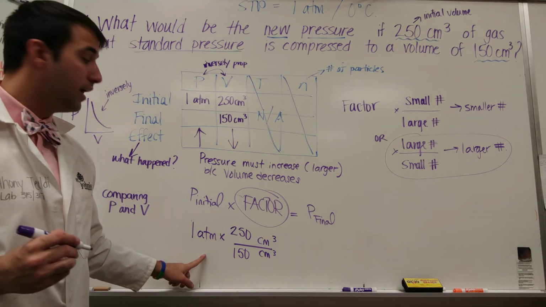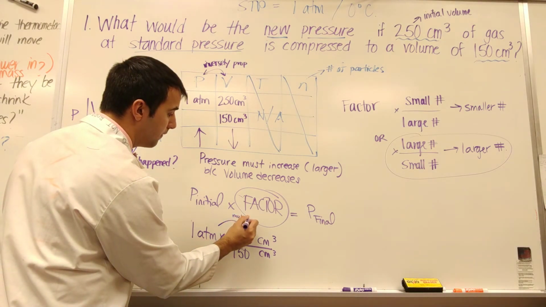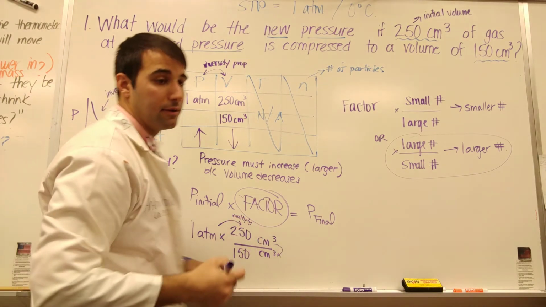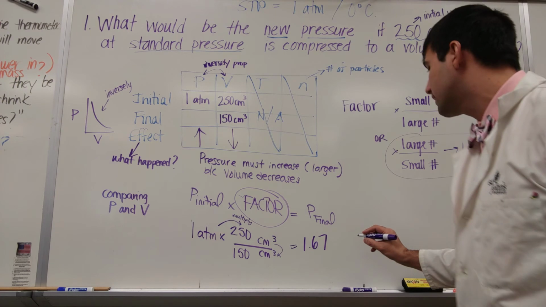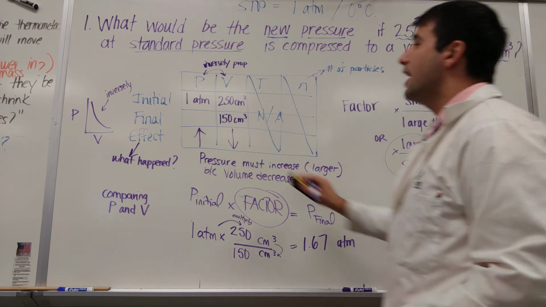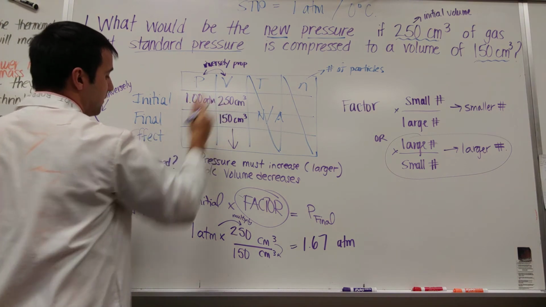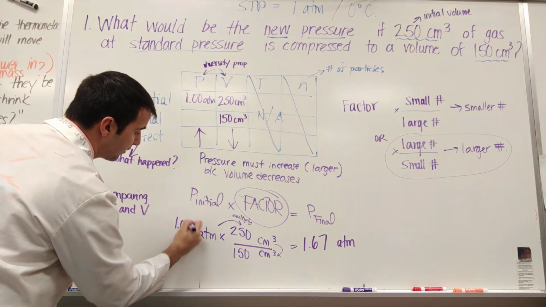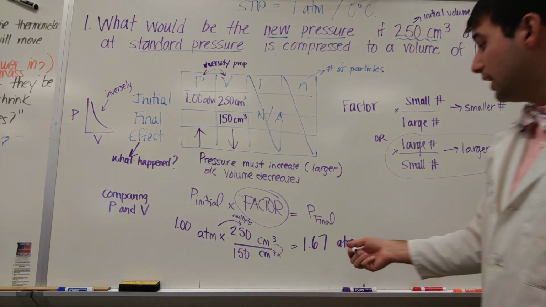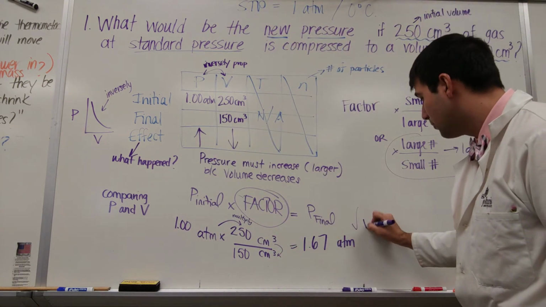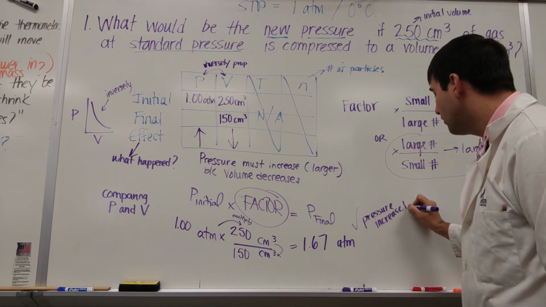And if I do this math, I'll do 1 times 250, so you multiply by the top, and then you divide by the bottom. If I do this math correctly, I will get a final pressure of 1.67 atmospheres. Now I didn't have the correct number of sig figs really, so let's just pretend I had 1.00 atmospheres, so I have 3 sig figs. My answer will be in 3 sig figs. Did my pressure increase? Yes, my pressure increased. And my volume decreased.